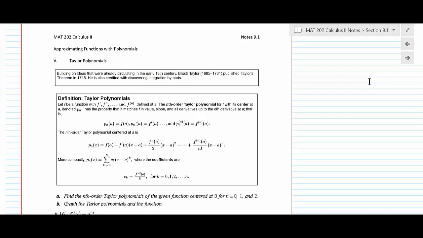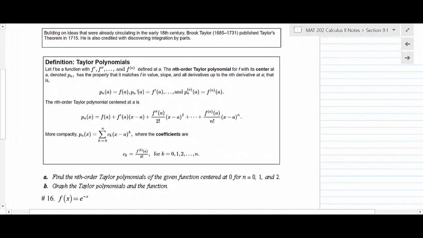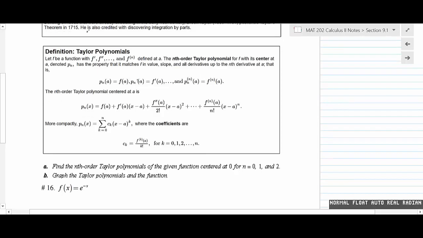And this is a pretty big deal. Okay, this is Taylor polynomials. Basically, if you look at this, we are following the formulas that we just looked at. What we did when we did the quadratic approximation is we did part of the Taylor polynomial formula. Okay, so it goes like this.